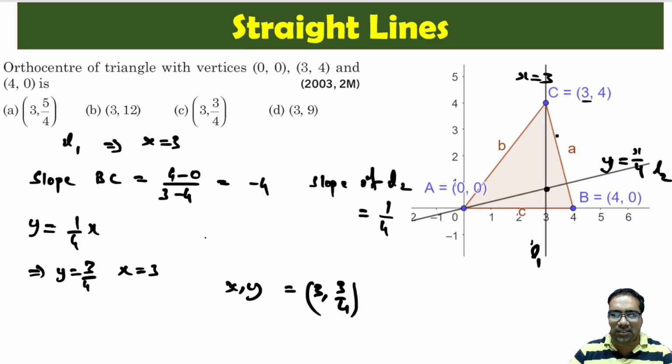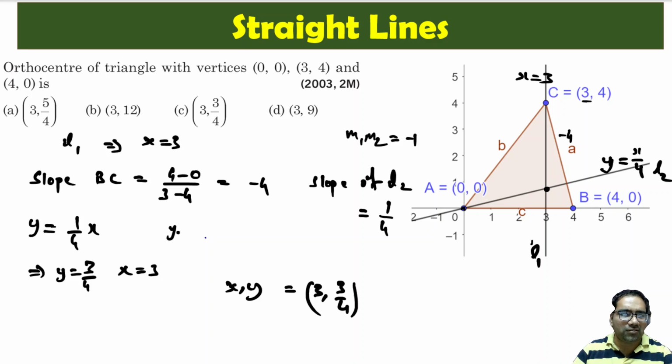If the slope of this line is minus 4, then the slope of the perpendicular should be 1 by 4, because for two perpendicular lines, the product of the slopes should be equal to minus 1. So minus 4 into 1 by 4 is equal to minus 1. So the slope of L2, the second perpendicular, is 1 by 4. And this line is passing through the origin, 0, 0, so the line is of the form y equal to mx. M is 1 by 4, so it should be y equal to 1 by 4 x.